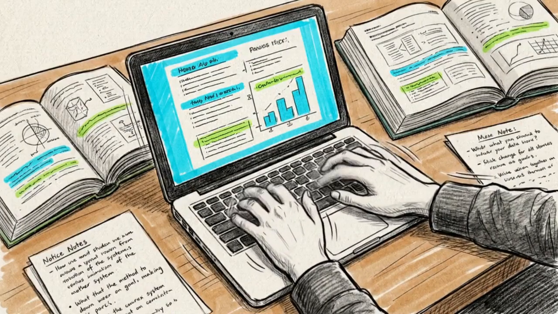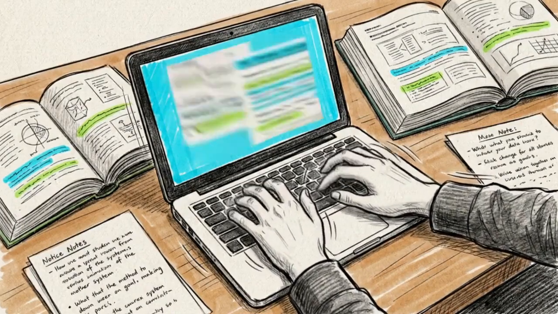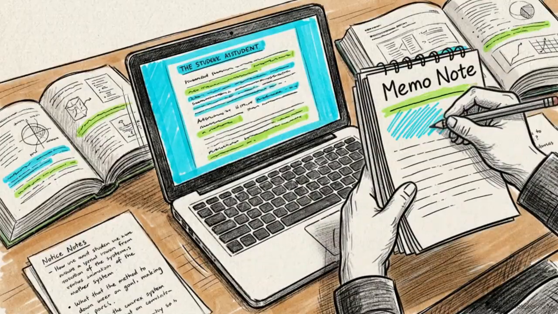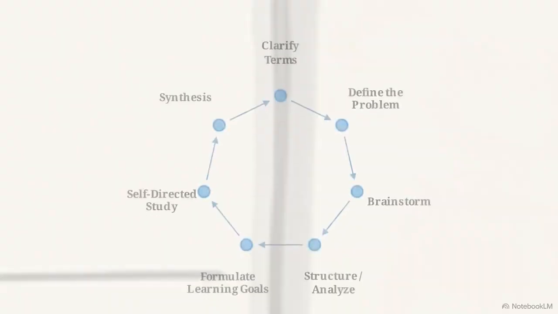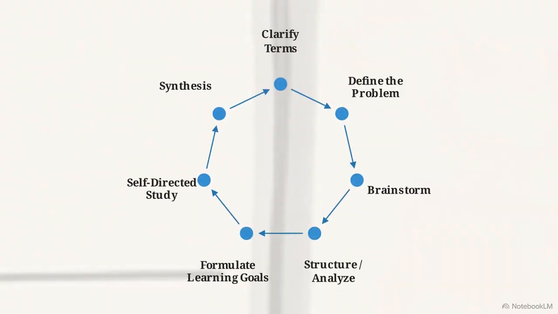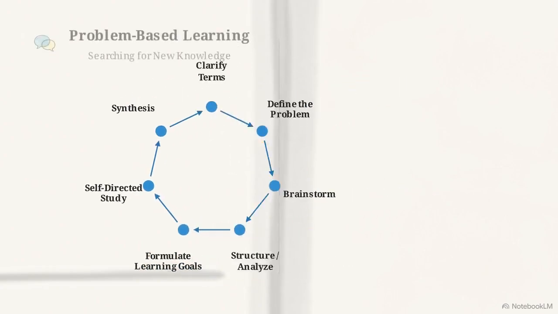Problem-based learning is one option. You provide a scenario where the students lack the necessary information, which forces them to research the missing data themselves. You can guide this research using the 7-step Maastricht process. It provides a cycle for defining the problem, brainstorming, and identifying specific learning goals.